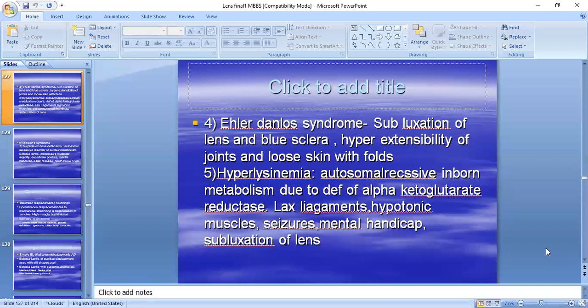And another one is hyperlysinemia. It is inherited in an autosomal recessive manner. It's an inborn error of metabolism due to deficiency of alpha ketoglutarate reductase. And here the patients will have lax ligaments, hypotonic muscles, and may get convulsions, and mental handicap is associated in most of the cases, and subluxation of the lens is seen in these children.